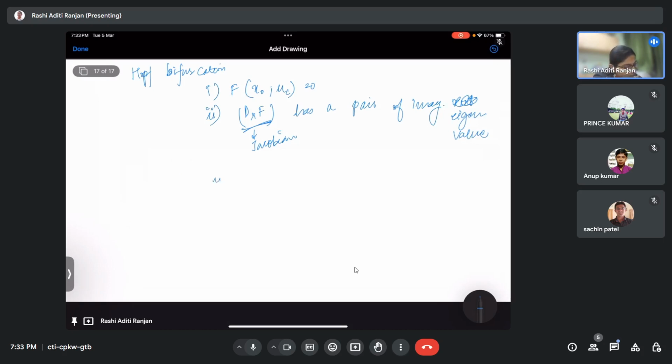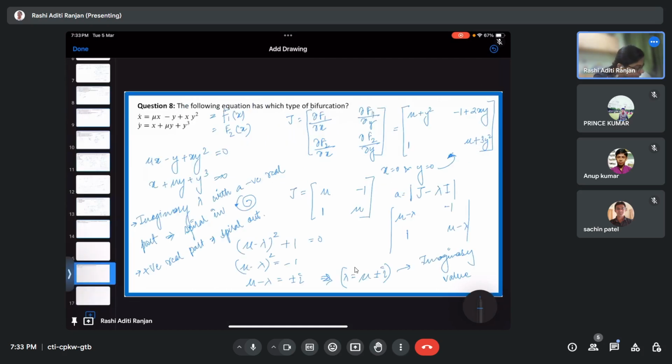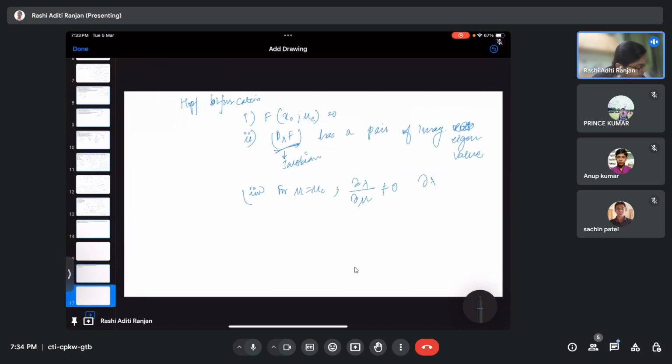The third was that for mu equal to mu c, your del lambda by del mu should not be equal to 0. Let me see. Lambda is mu plus minus i. If I differentiate this lambda with respect to mu, I'm going to get 1. My del lambda by del mu is equal to 1, which is not equal to 0. So all these three conditions are satisfied, which means that this is a case of a Hopf bifurcation.